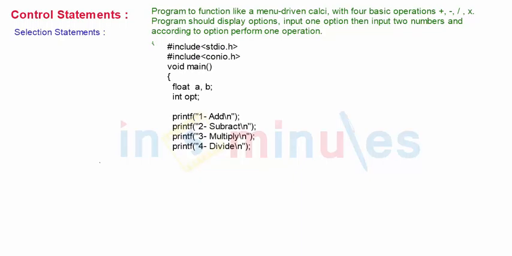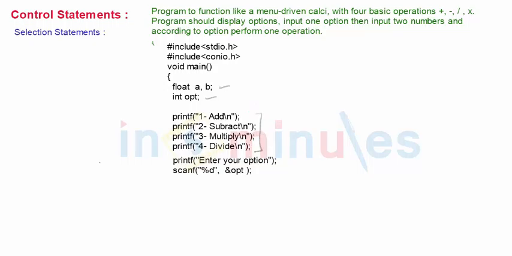We'll start with the normal #include commands, then main. Then we'll define two variables a and b to input two numbers. Then we'll define one int variable to input the option, because the option is going to be 1, 2, 3, 4. Then the program is supposed to display the four options to the user as 1 for add, 2 for subtract, 3 for multiply and 4 for divide.